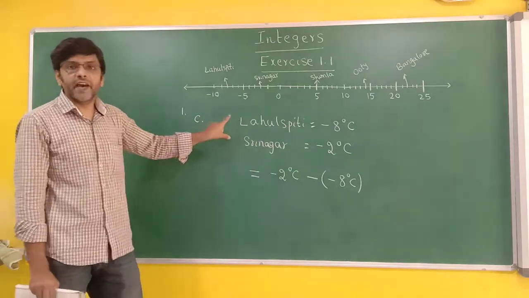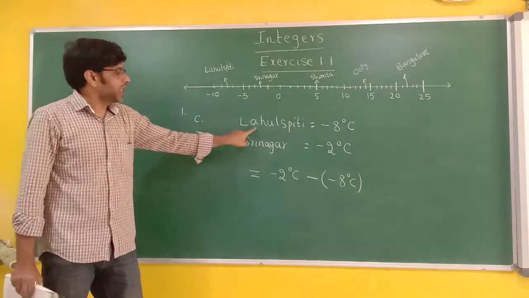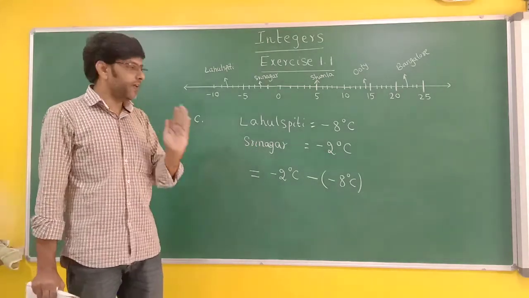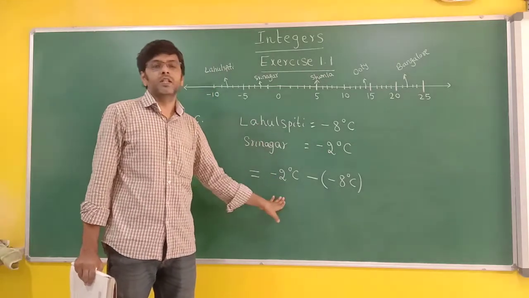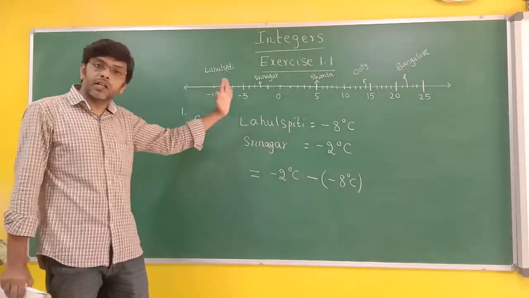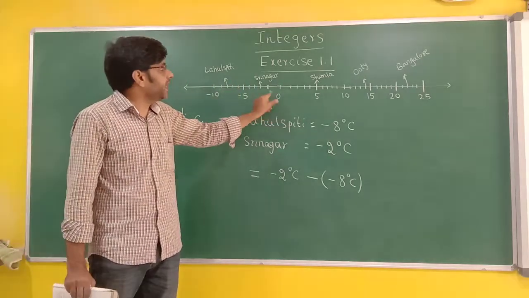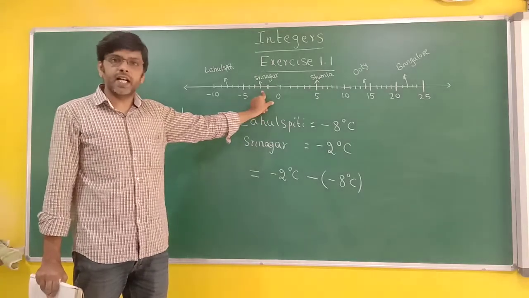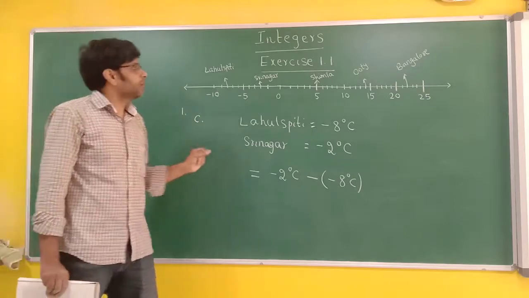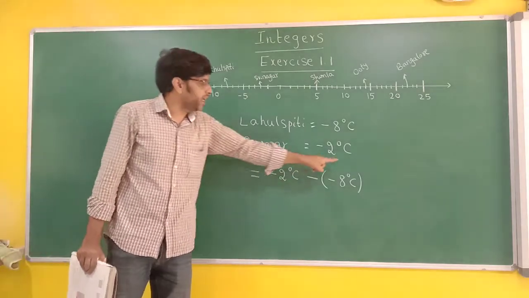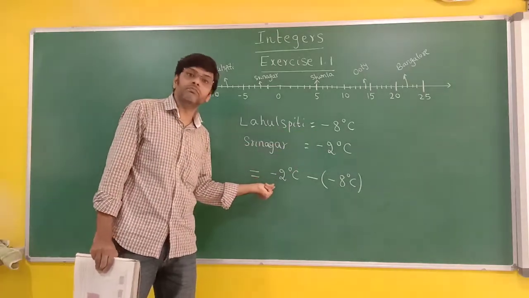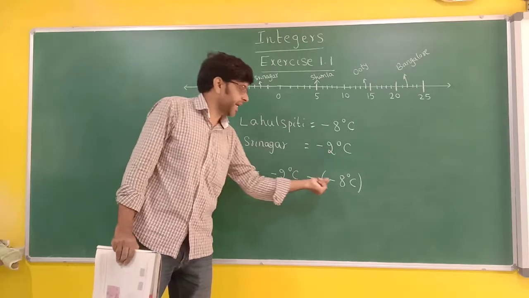Observe this step very carefully. They are asking to find the difference between the given two cities. Now, when we are finding the difference, always the bigger number should be written first. First, we should understand which is the bigger number. A number on the negative side, I am talking about the negative side, which is very near to 0 is the bigger number. A number which is far from 0 is the smaller number. So, by using that concept, minus 2 is the bigger number, minus 8 is the smaller number. So, from minus 2, I am subtracting minus 8.